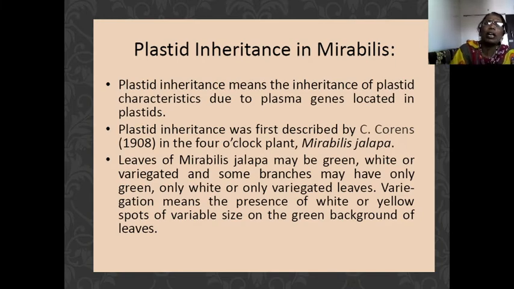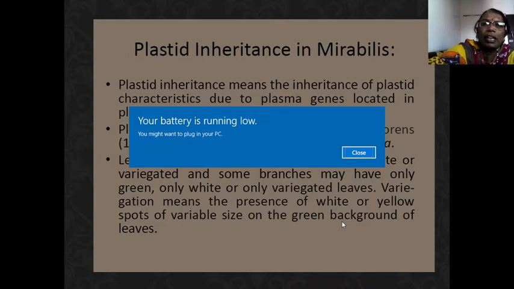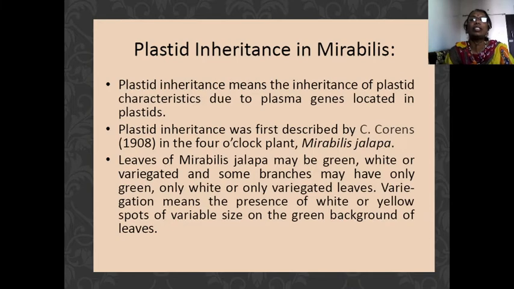Then our next point: how cytoplasmic inheritance takes place, we have to study with the help of plastid inheritance. For plastid inheritance we selected the example of Mirabilis. Mirabilis jalapa is the four o'clock plant. Inheritance of plastid characteristics is seen due to the plasma genes located in the plastid. Plastid inheritance was first described by the scientist Correns in 1908 in the four o'clock plant.